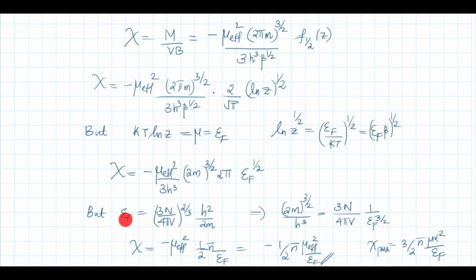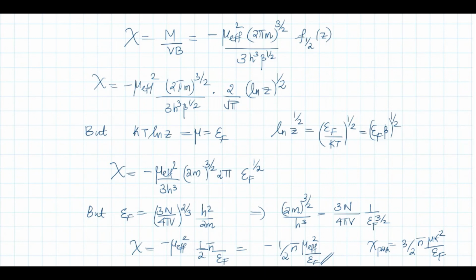Now the Fermi energy EF is given by 3N by 4 pi V raised to 2 by 3 h square by 2m. So 2m raised to 3 by 2 by h cube is actually 3N by 4 pi V 1 by EF raised to 3 by 2. Substituting for this 2m raised to 3 by 2 by h cube, this 3 will cancel, 2 pi will cancel with this 4 pi, and remaining there will be a 2. N by V becomes n bar, small n bar. So the answer is minus mu effective square 1 by 2 small n bar divided by EF, because here you have an EF raised to 3 by 2, here you have an EF raised to half. So the remaining is EF in the denominator.